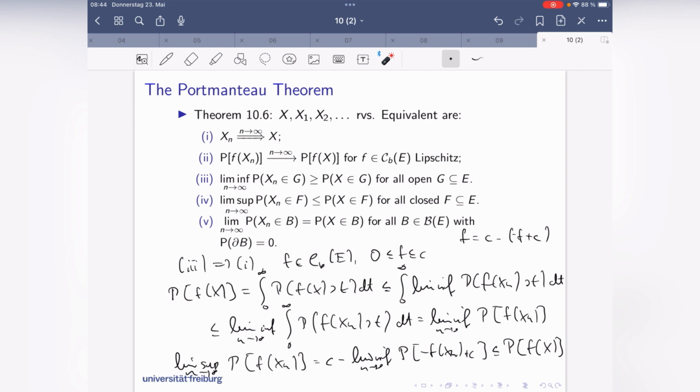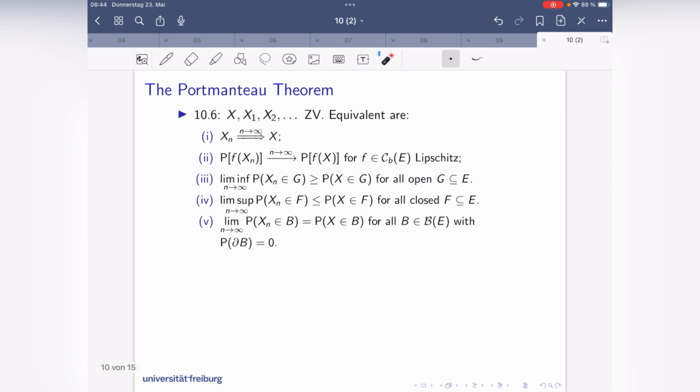Then we're not done yet with the Portmanteau theorem. It's quite a big theorem, but we are on a good way. Next, I want to prove that 3 and 4 imply 5. So we said already that 3 and 4 are equivalent.